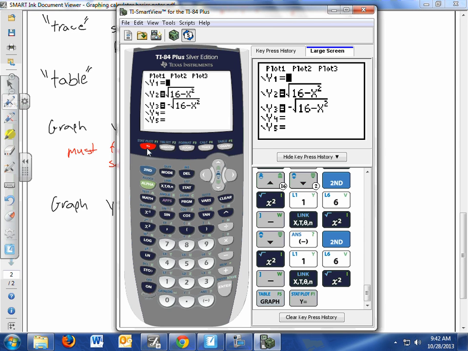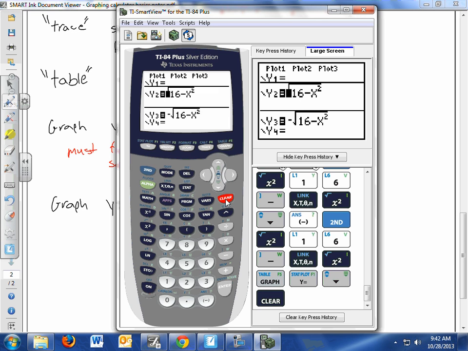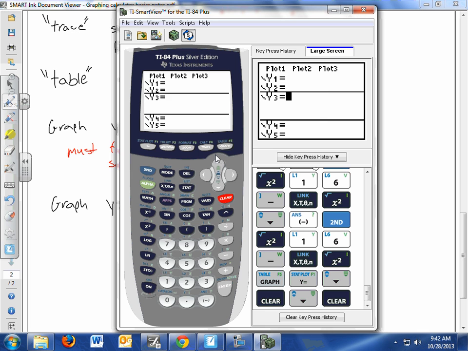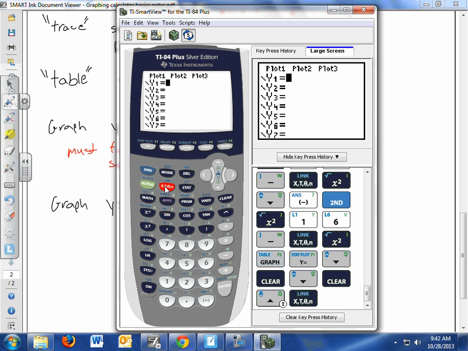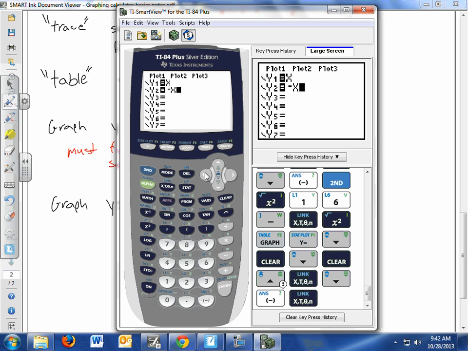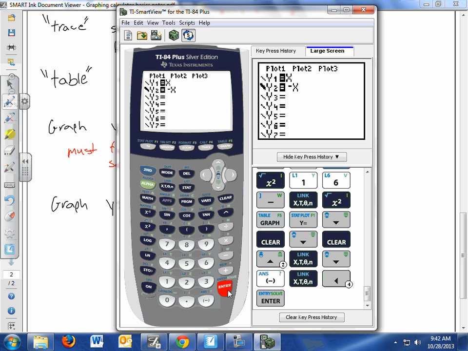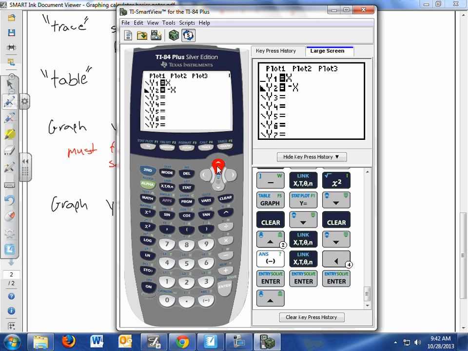Anybody see anything interesting? Mr. Gibson, I like your shading. That's pretty cool. What do you have? X and negative X? I like it. Mr. Gibson put this up. This is impressive. We got y equals x. We got y equals negative x. And then he shaded this one, down here, and this one he shaded up.